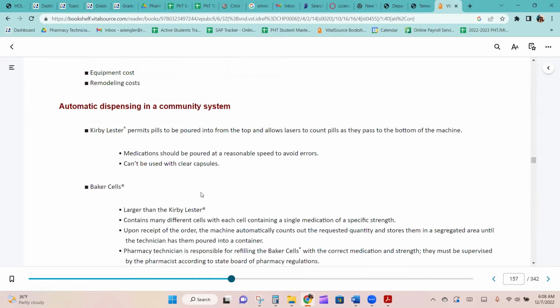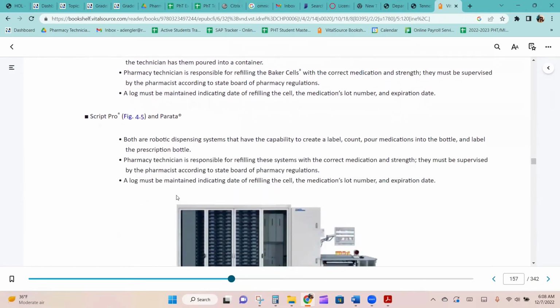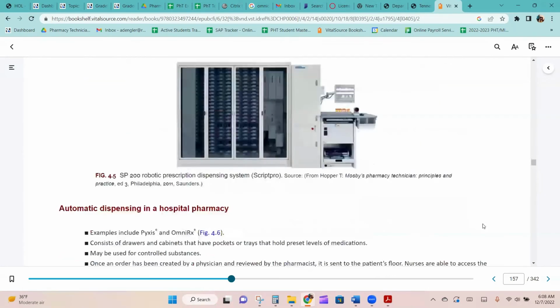Automated dispensing in a community system. We have Kirby Lester. It permits pills to be poured in from the top and allows lasers to count pills as they pass to the bottom of the machine. Baker cells are larger than the Kirby Lester. A log must be maintained indicating date of refilling the cell, the medication's lot number, and expiration date, among other things. ScriptPro: both are robotic dispensing systems that have the capability to create a label, pour medications into the bottle, and label the prescription bottle.